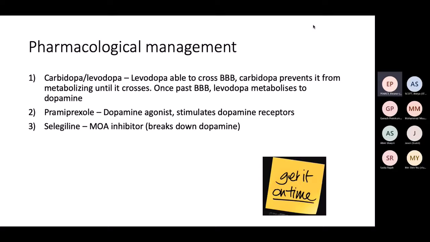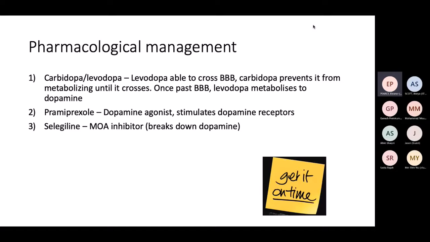And then once it's past the barrier, carbidopa can't go across, but levodopa can. So then it breaks down and metabolizes to dopamine. Second line treatment is pramipexole, which is a dopamine agonist. So this stimulates the production of more dopamine. And then finally, we've got selegiline, which is an MAO inhibitor. So MAO, the enzyme, breaks down dopamine. So the MAO inhibitor will stop that from happening.